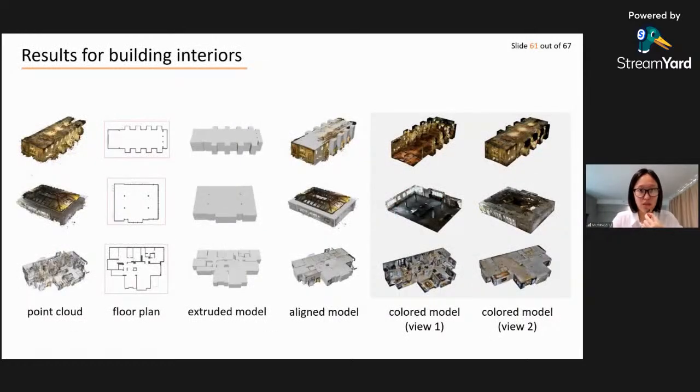Here I show some results for building interiors. The last two columns visualize the aligned floor model using a simple coloring strategy. The color at each point on the mesh surface is simply taken from the nearest point of the point cloud. More advanced texturing techniques can be used for producing a better texture map.